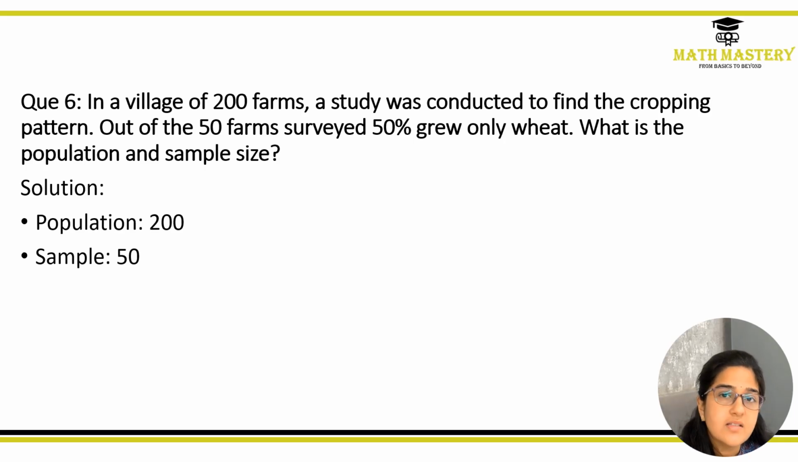The next question is question number 6. In a village of 200 farms, a study was conducted to find the cropping pattern. Out of the 50 farms surveyed, 50% grew only wheat. What is the population and sample size? So you see here that the total population is the total number of farms in a village, which is 200, and out of these 200, 50 farms are selected. So 50 is the sample.